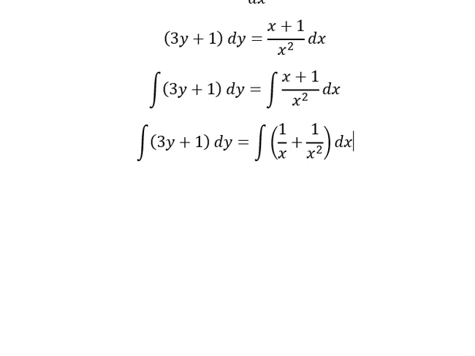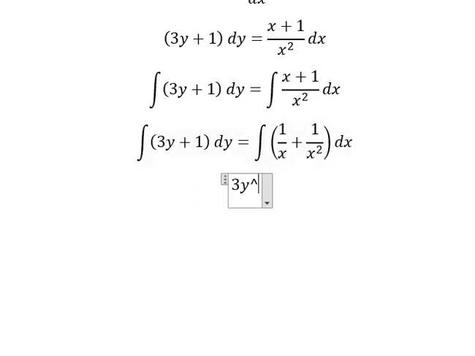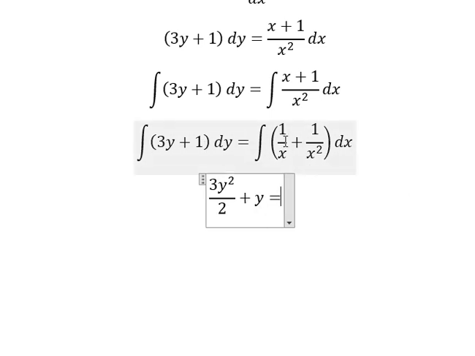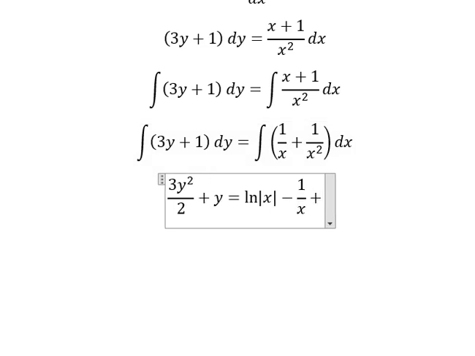And now we have the final answer. The integration of y, we have y squared over 2. Number 1, that's about y. This one we have ln of the absolute value of s. This one we have negative 1 over s, and we put c.